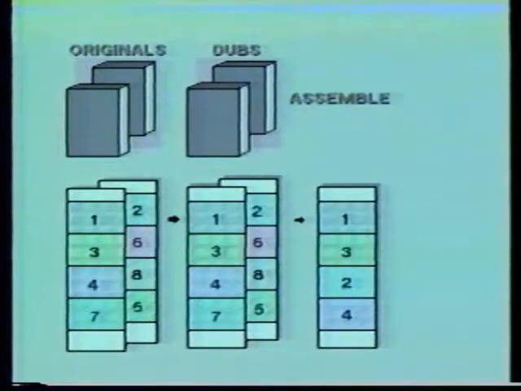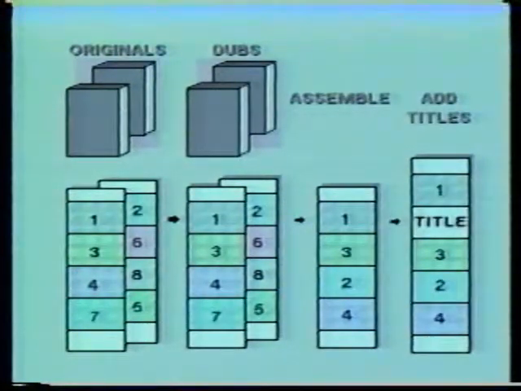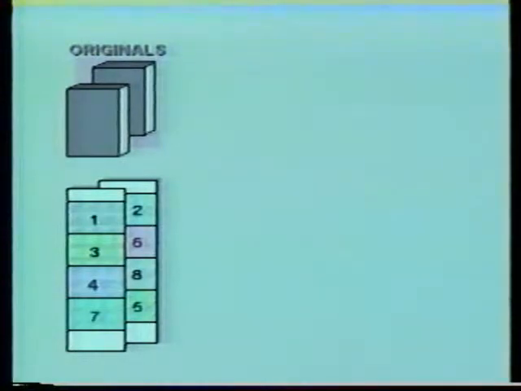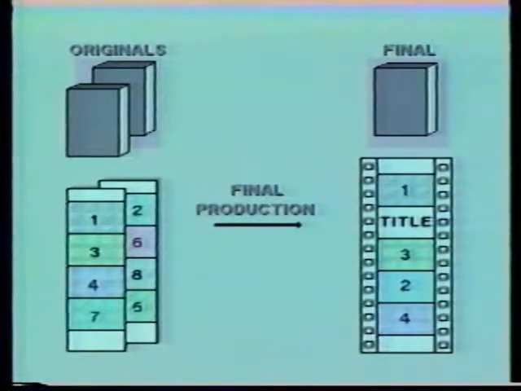When you like what you have, you add titles or graphics, and then take a look at the whole assembled production. If you like it, you go back to the originals and make a final copy with all the scenes and titles and graphics in the order you want. And that's what you do with directED.